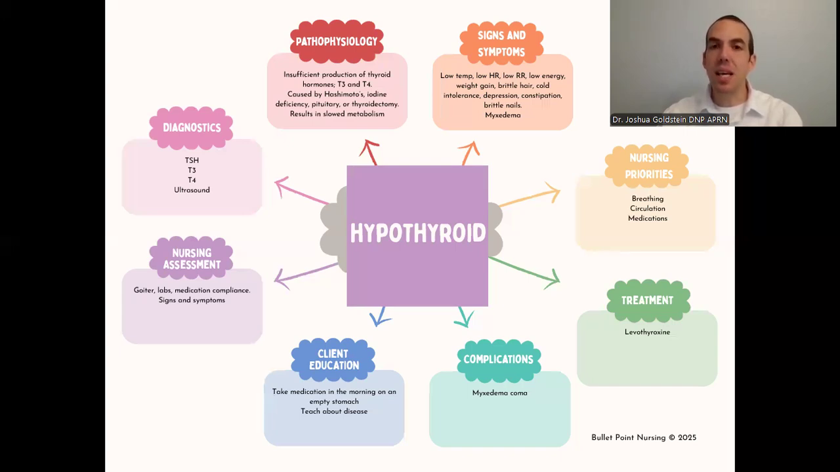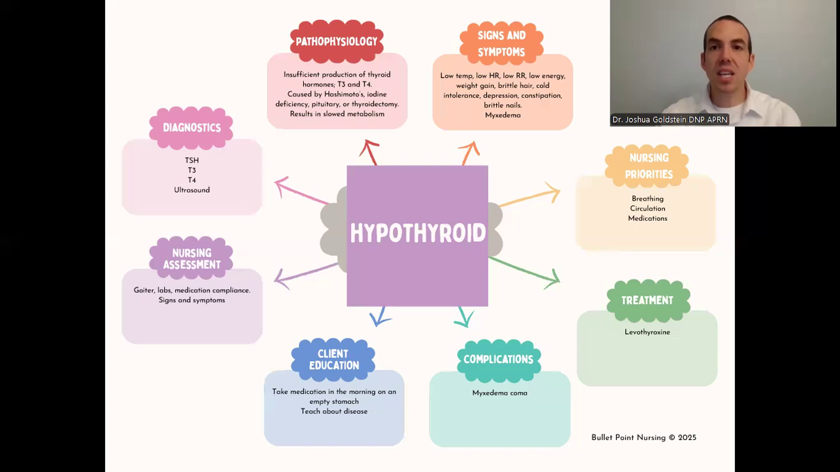Nursing priorities is going to be airway, breathing, circulation. So we know that breathing can be an issue. They can have a low respiratory rate, especially when we get to myxedema coma. So we're going to check their breathing. That's going to be a priority. We're going to check their circulation because they're going to have a low heart rate, which can cause a low blood pressure if they're in a severe myxedema state, a severe state of hypothyroidism. So those are going to be your priorities.